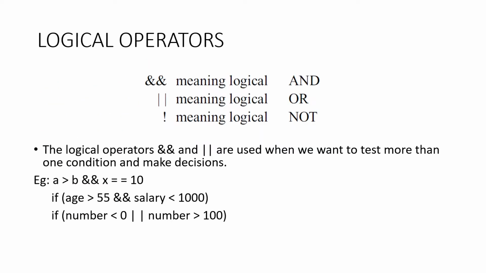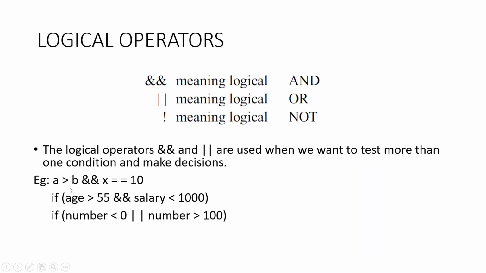Now coming to logical operators. Logical operators mainly are and, or, and not. For AND, you have to use double ampersand symbols; for OR, two pipe symbols; and for NOT, the exclamation mark. You can check the example.